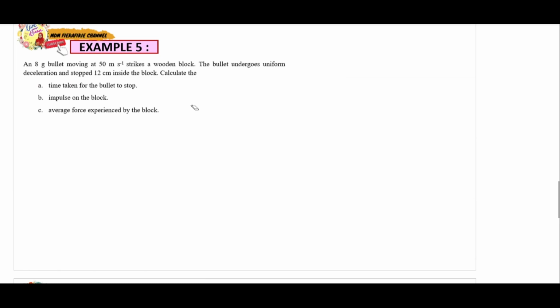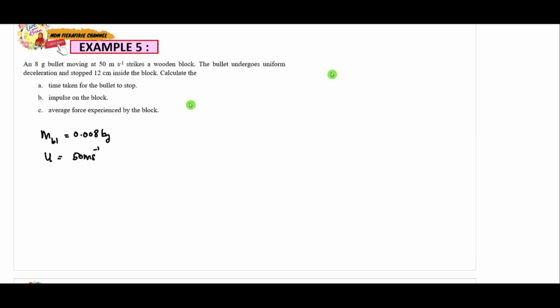So question number 5, here we have an 8-gram bullet. So make sure you change the mass of the bullet. So I will put m_b for the bullet. So it's 0.008 kg. Please change to SI unit. And the bullet will move and strike a wooden block. So the initial speed is equal to 50 meter per second.